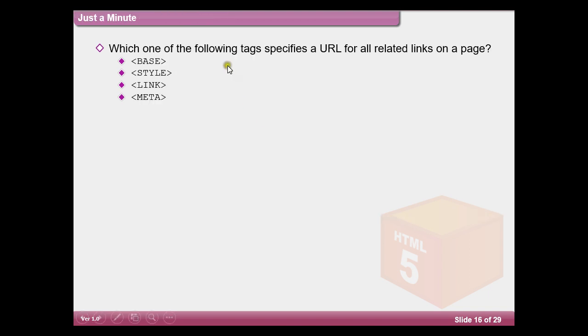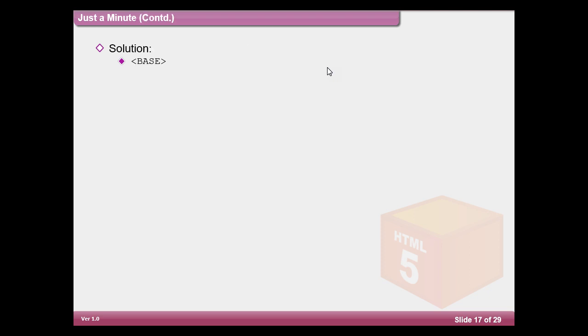Alright, which one of the following tags specifies a URL for all related links on a page? Come on, think. Which one of the following tags specifies a URL for all related links on a page? We've just seen that. We'll recap that also. That is base, right?